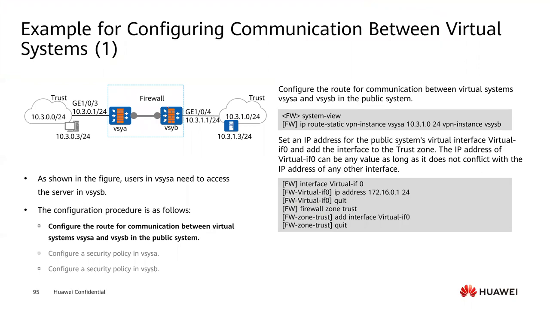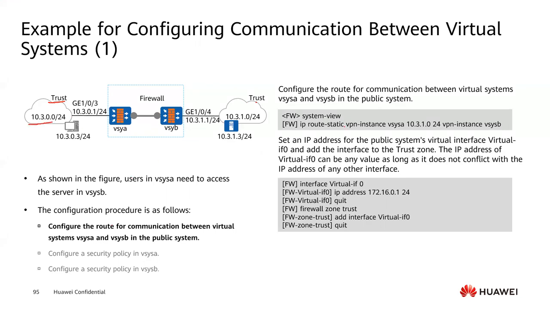Okay, now let's look at the communication. Let's look at an example of communication between virtual systems. We have one physical firewall and two logical firewalls, VSS A and VSS B. And now we have the trust zones and the untrust zones, so we have different subnets.